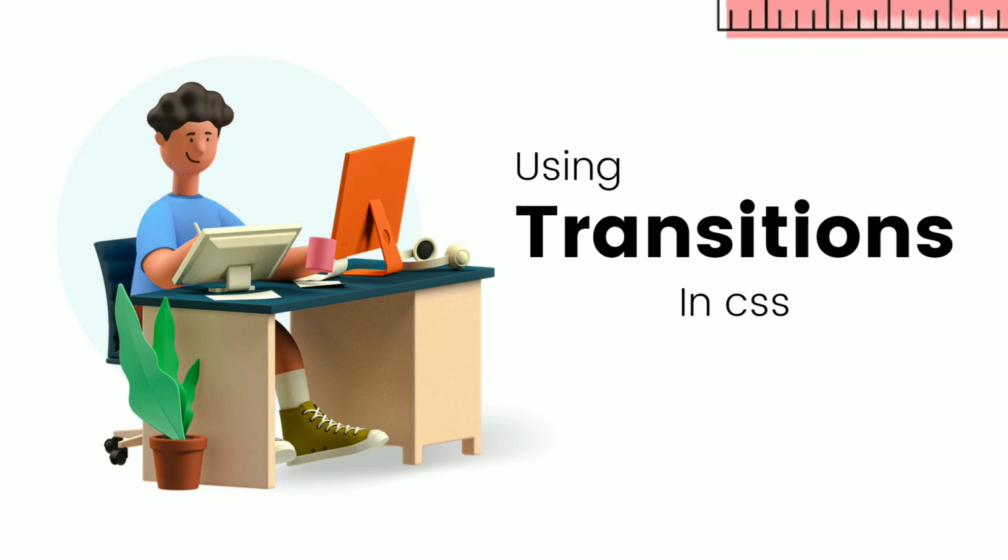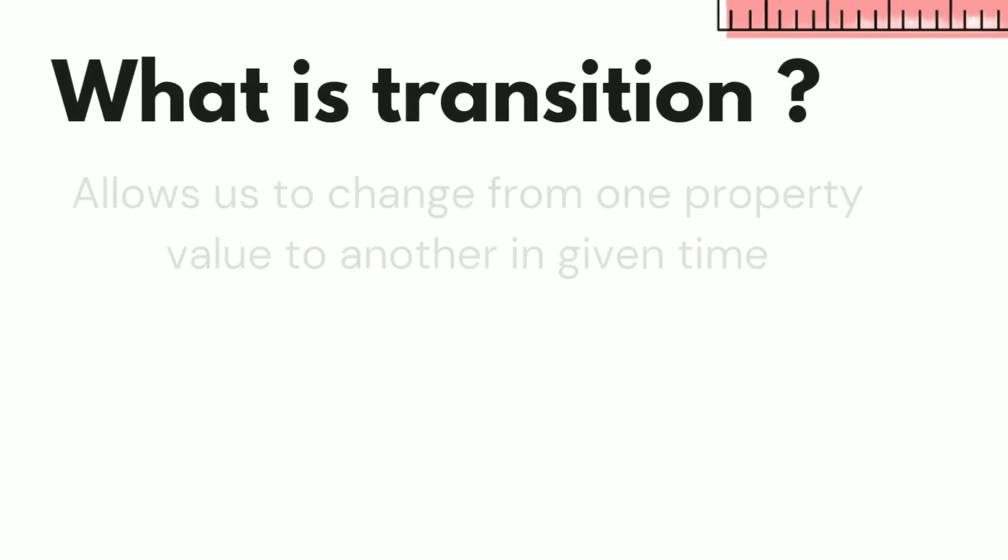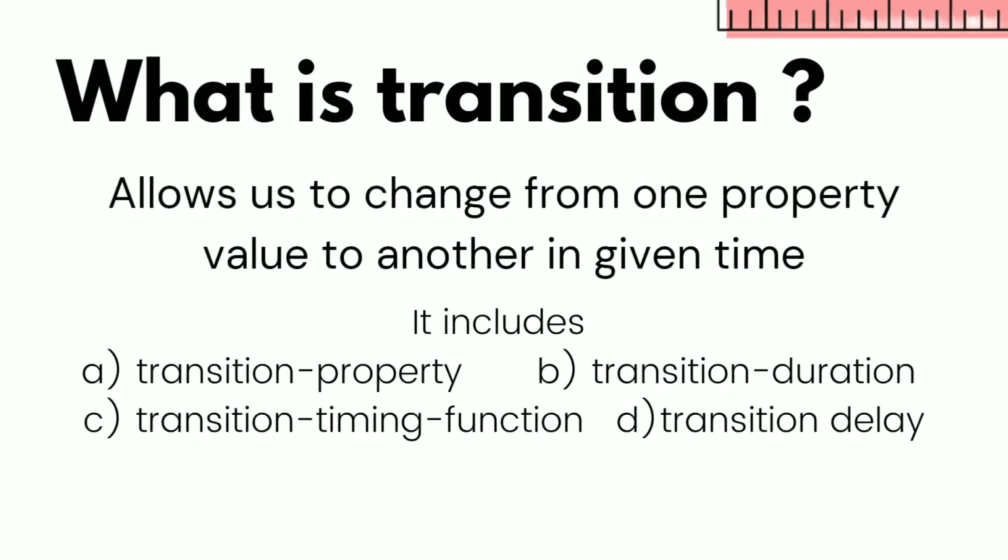Transition lets us move from one property to another property in a given time interval. The animation timing function is related only to those elements which have animation. If we are changing anything in JavaScript, it will not do any transition. Therefore, we use this transition. And this transition includes properties like transition property, transition duration, transition timing function, and transition delay.